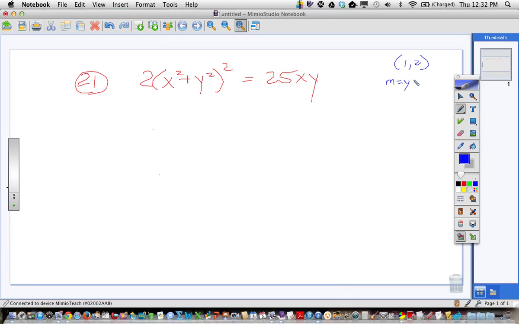Well, that's going to be the y prime. Okay? And so we've got to find our y prime. So we go ahead and do this derivative. We bring the 2 down here. We leave the inside alone.